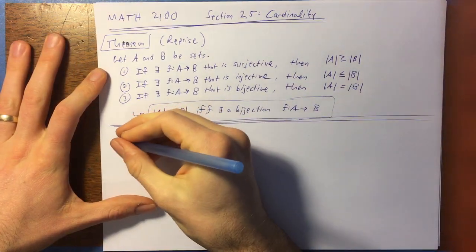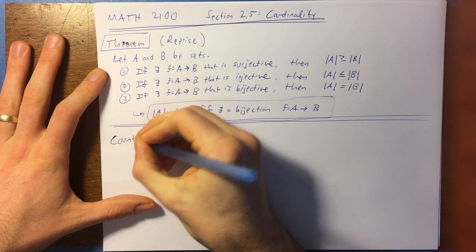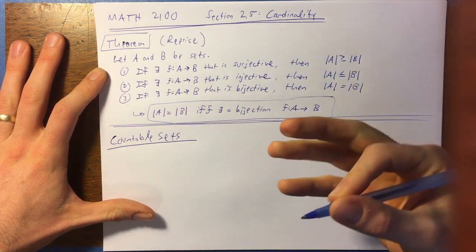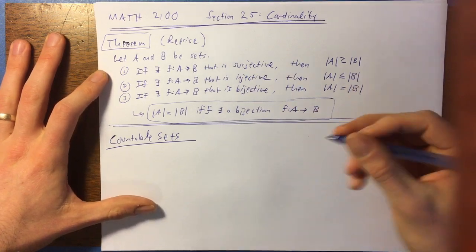Okay, so with that, just as our starting reminder, let's get to one of the main topics of this section, which is the idea of countable sets. So, what does it mean for something to be countable? It means that it's possible to count it.